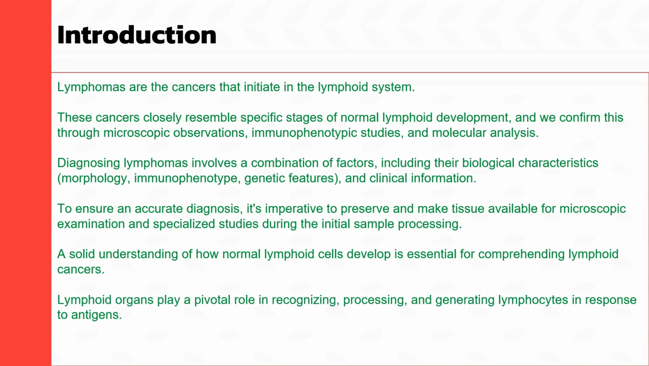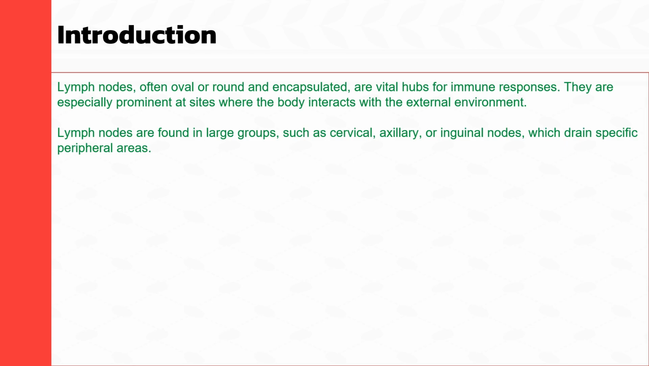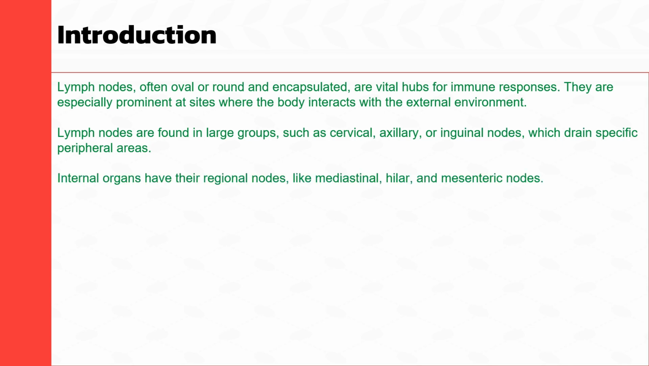Lymphoid organs play a pivotal role in recognizing, processing, and generating lymphocytes in response to antigens. Lymph nodes, often oval or round and encapsulated, are vital hubs for immune responses. They are especially prominent at sites where the body interacts with the external environment. Lymph nodes are found in large groups, such as cervical, axillary, or inguinal nodes, which drain specific peripheral areas. Internal organs have their regional nodes, like mediastinal, hilar, and mesenteric nodes.